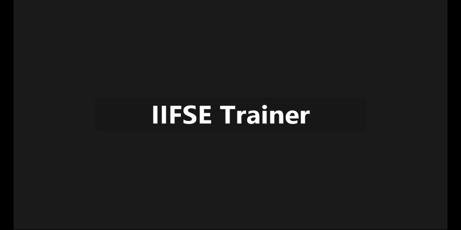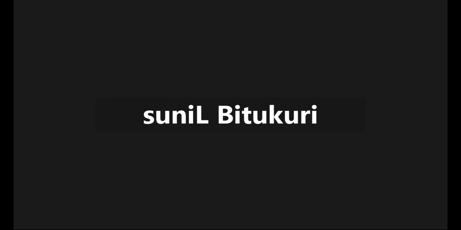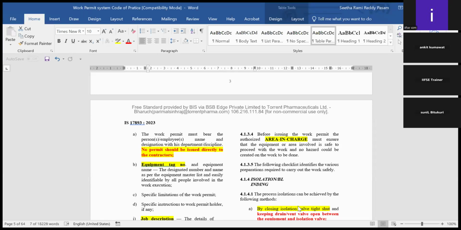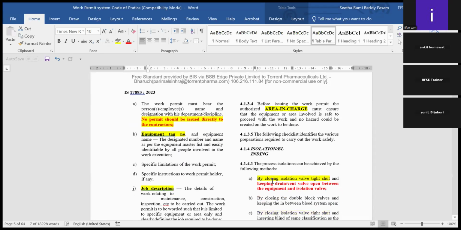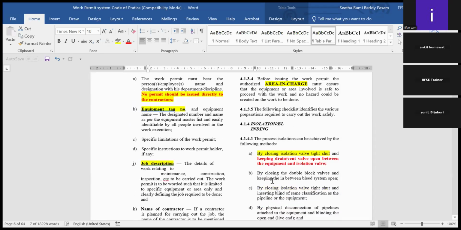I'll share my screen once you're able to see the Word document. See yes in chat box. Is it visible? Yes. Yes. Okay. Thanks.